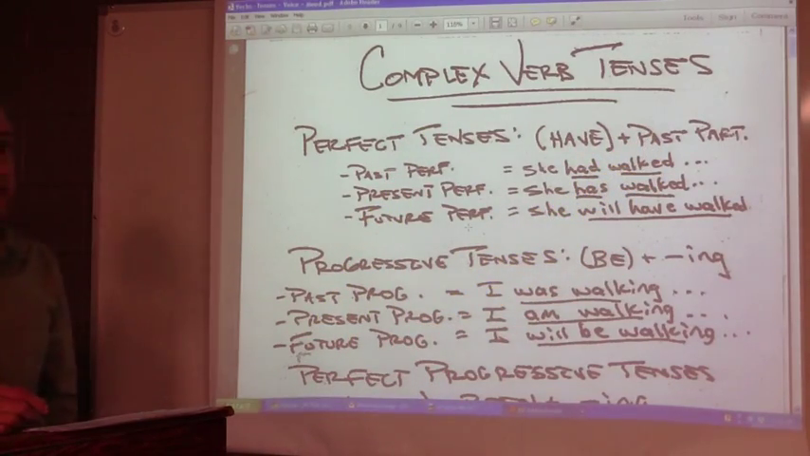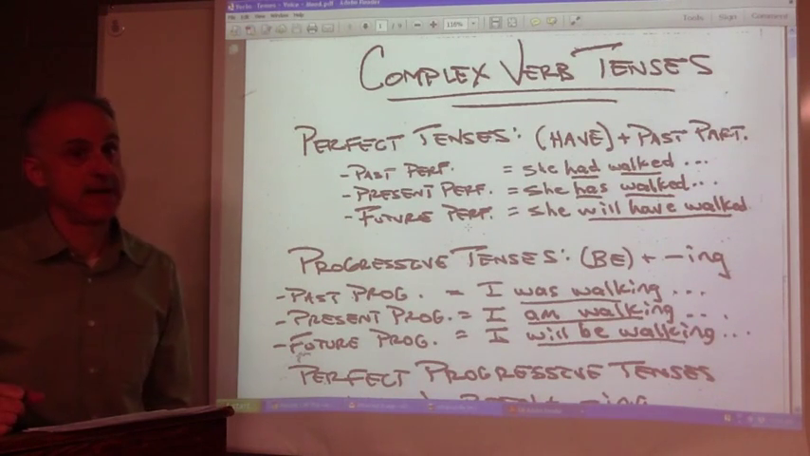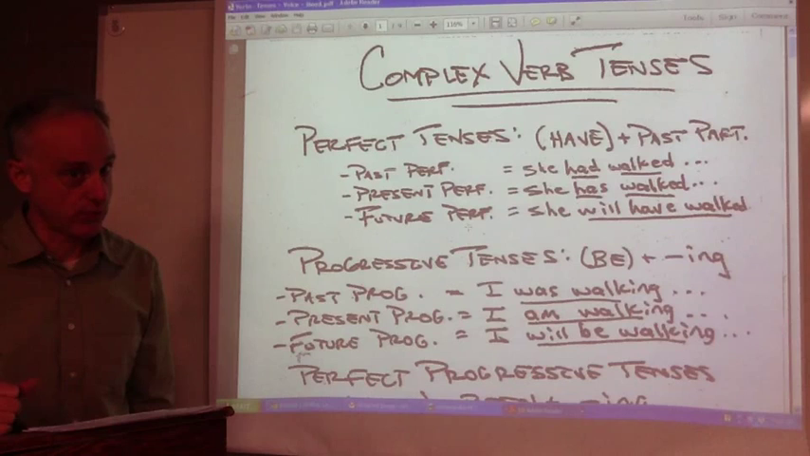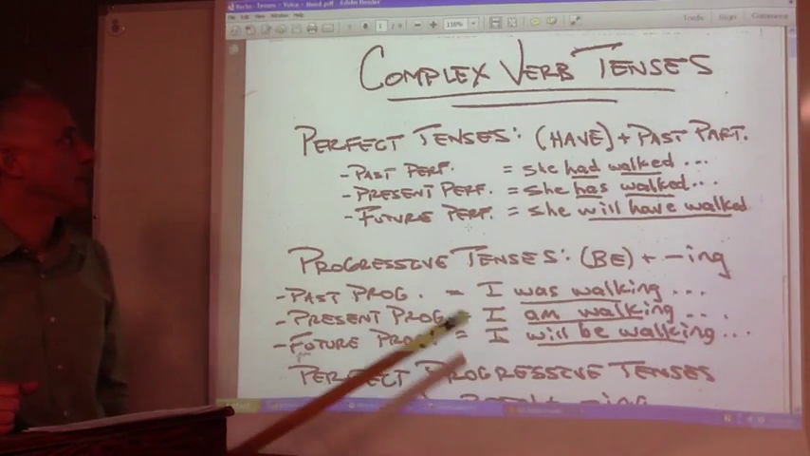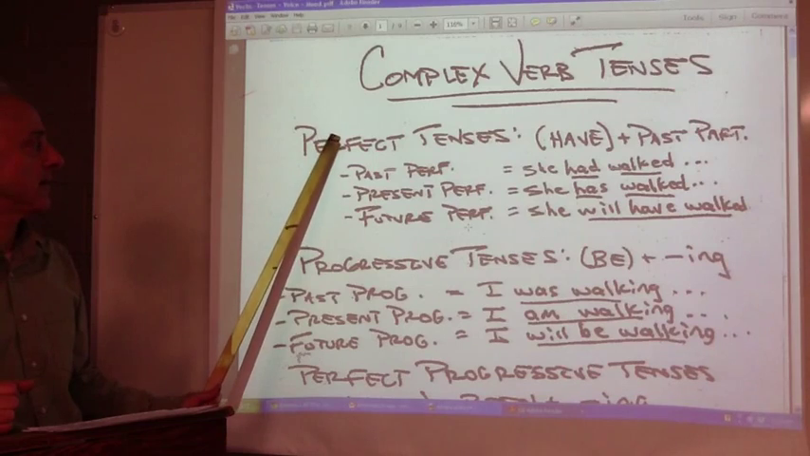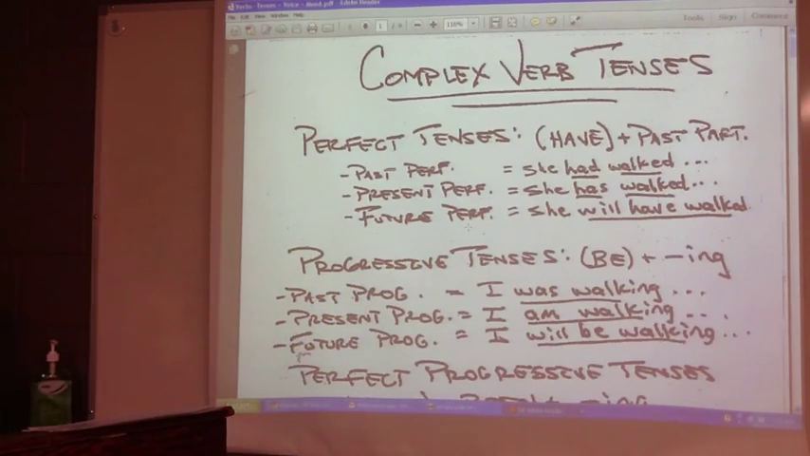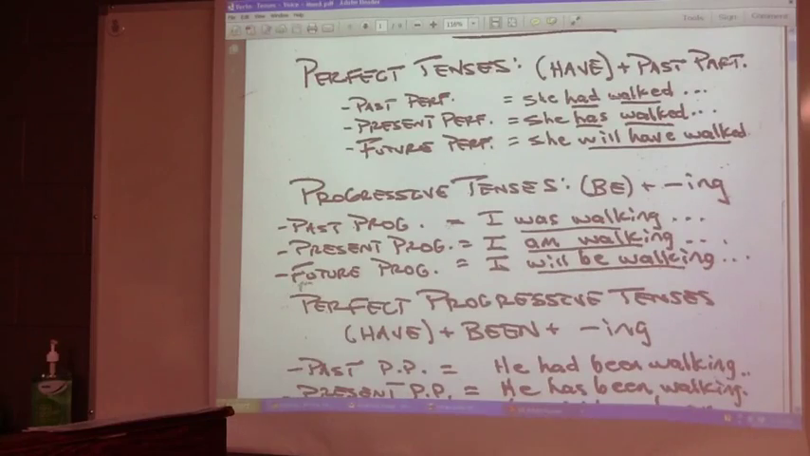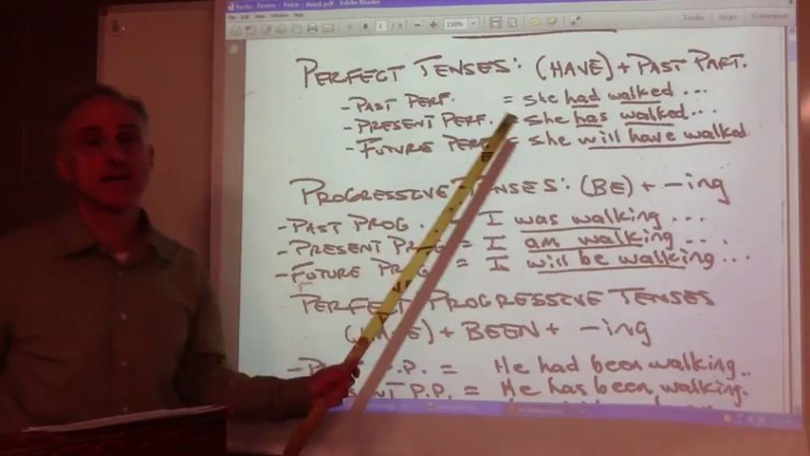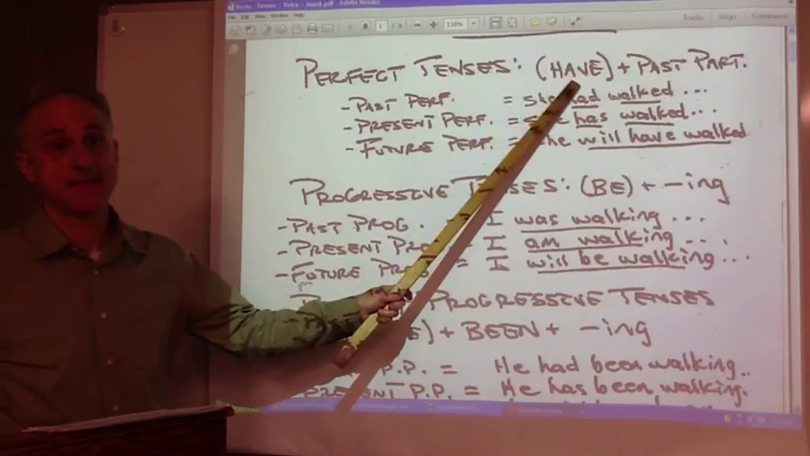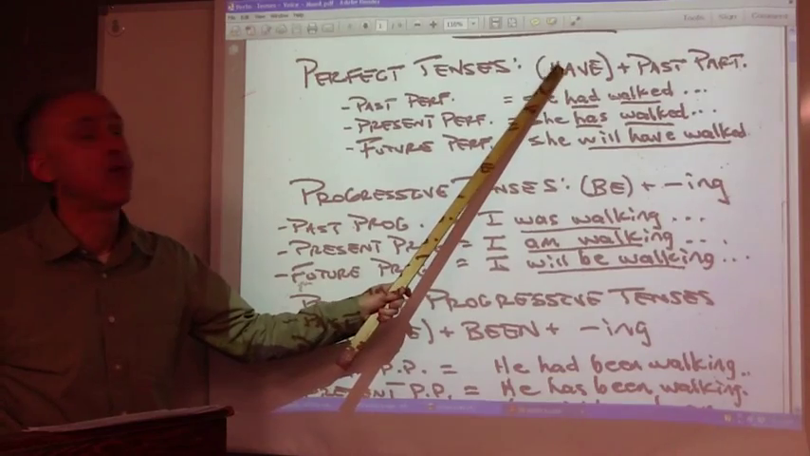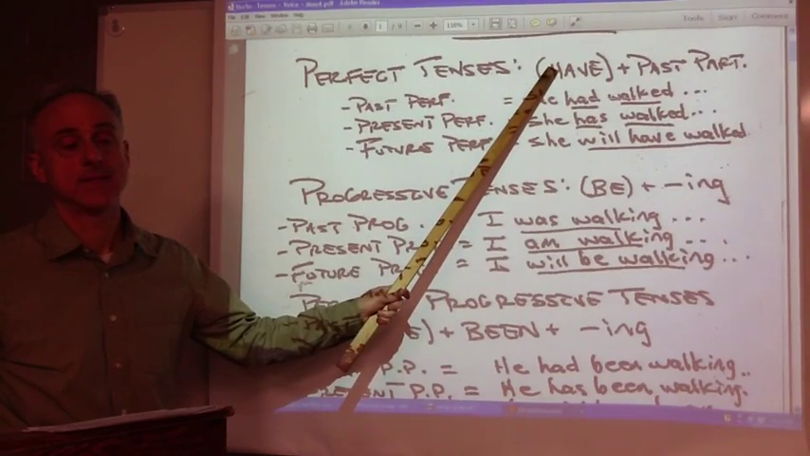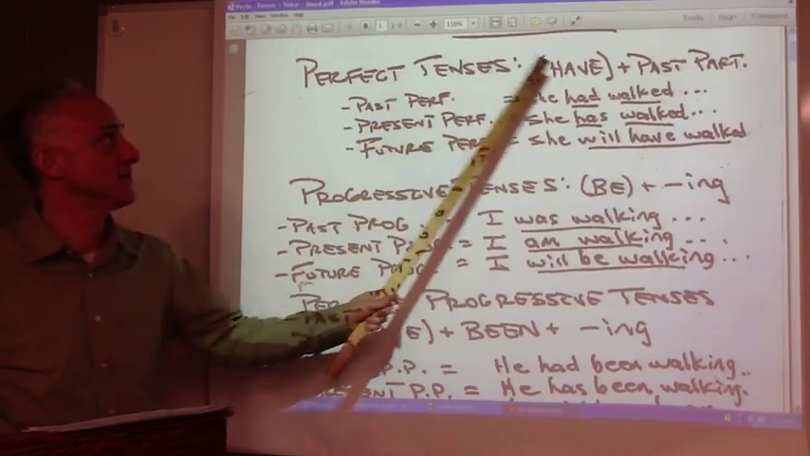Now, I am really just explaining how you form them, not their theory of when they're used at this point. So if they don't make total sense, that's okay for right now, except for how to form them. All right, so we have three groups of tenses. The perfect tenses are any verb tenses that use have, or has, or had, any form of have as a helping verb. Perfect tenses use have as a helping verb.